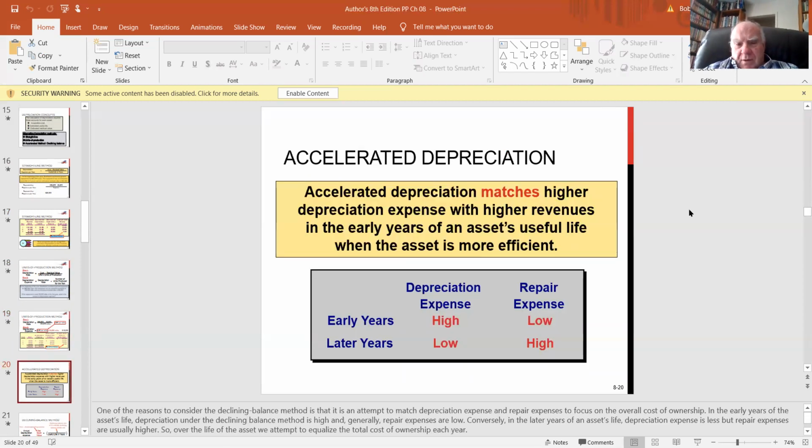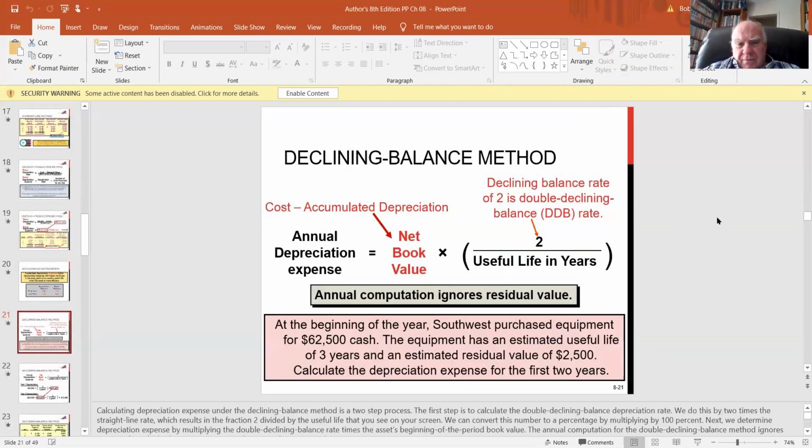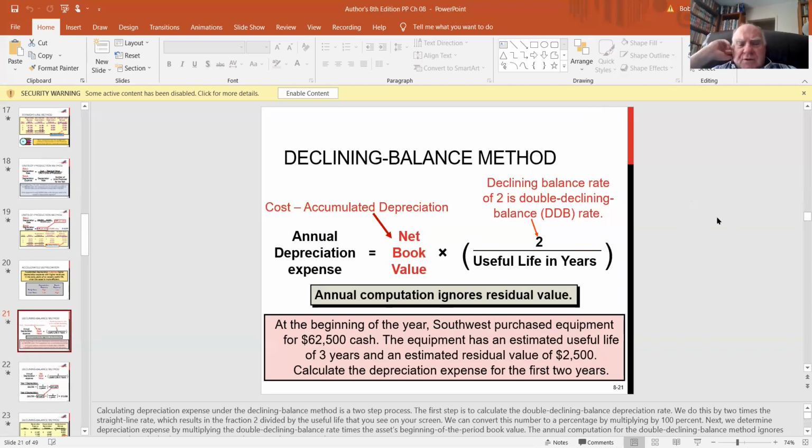Accelerated depreciation method. It matches higher depreciation expense with higher revenues in the early years. Let's make this a little clearer. You see where it says declining balance method? Add the word double. I want you to think of this as double declining balance. That's how I learned it, and that's how many textbooks express it.